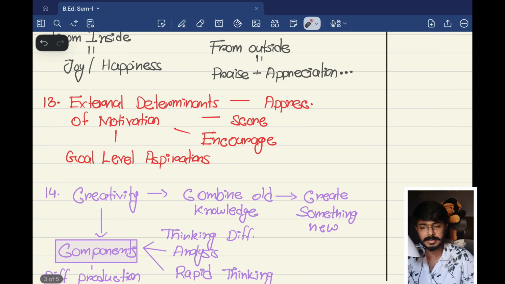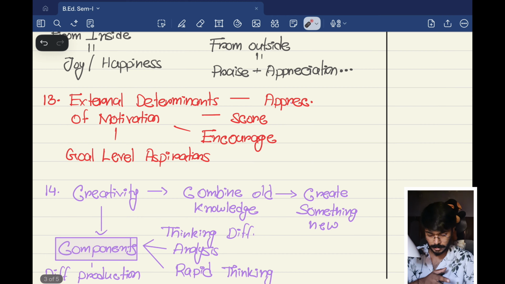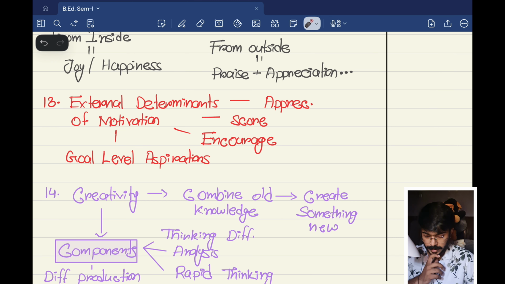So now what are the components? You try to analyze, first of all, you try to question, you try to find out new things. You are thinking differently. Of course, you are thinking differently, you are analyzing this. There is rapid thinking involved. You have to think in a very quick way about so many things. That will bring the creativity. You can't be creative with just one knowledge or one piece of information. You need to have so much information that you become creative.